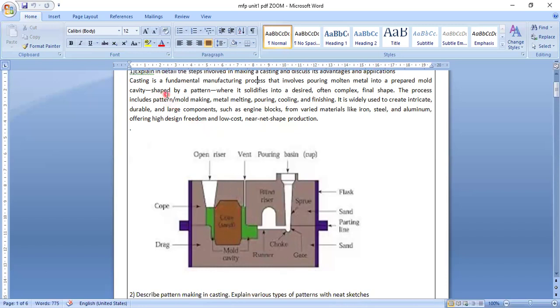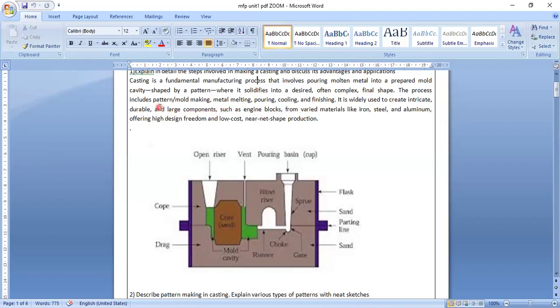So in casting, a prepared mold cavity is shaped by a pattern. The metal solidifies into the desired shape, whatever shape you want. Shapes are often complex, very complex shapes which you cannot draw by hand, and then you cast them. Examples are components of automobiles. The final shape is what you want. The process includes pattern making, mold making, metal melting, pouring, cooling, and finishing.